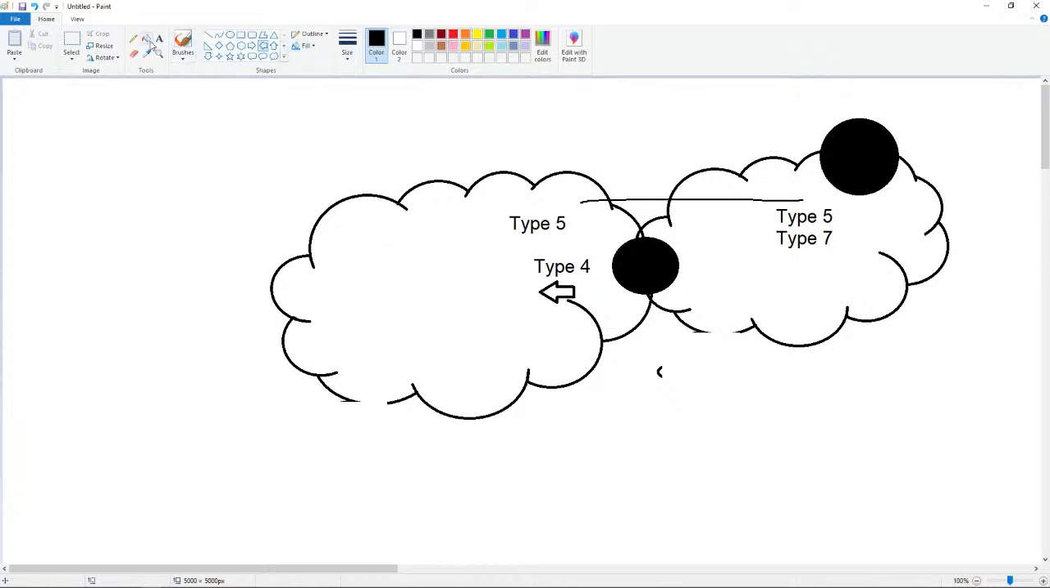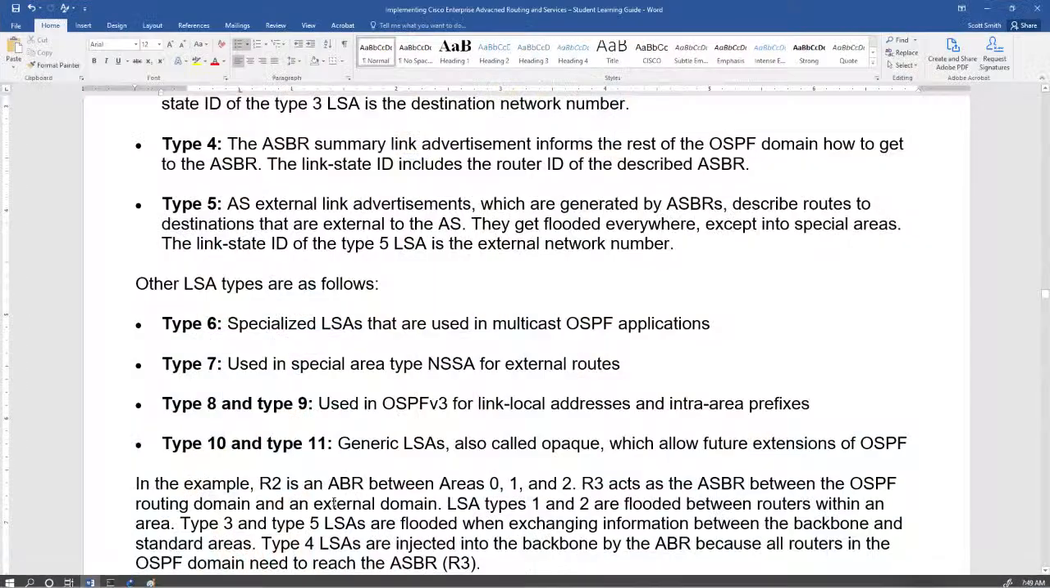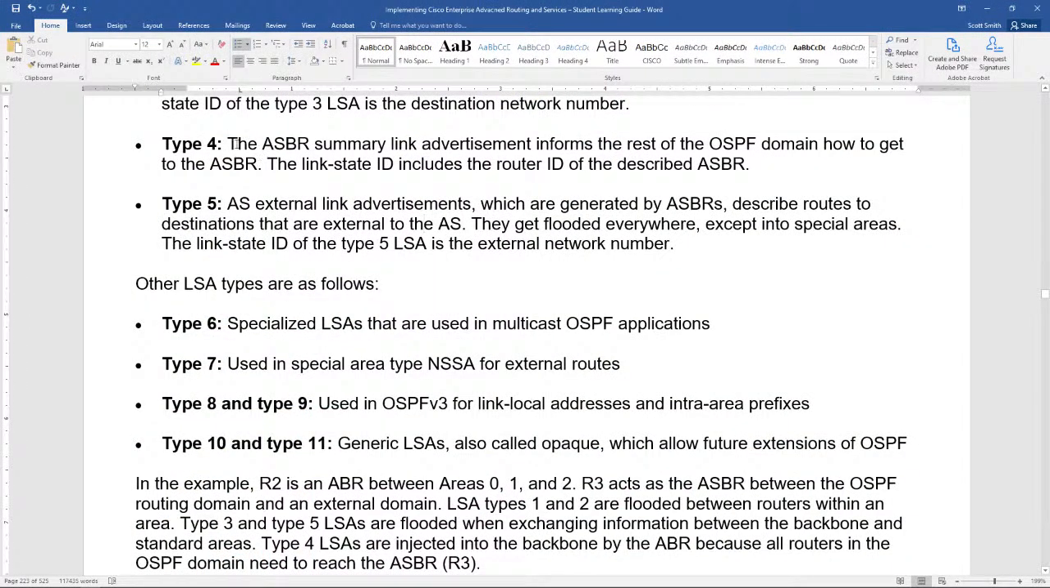The purpose of a type 4 LSA, and again, this is something we have to see in action, is to describe reachability to an ASBR. Here is the description they provide: a type 4 LSA is a summary link state advertisement that informs the rest of the OSPF domain on how to get to the ASBR. So it provides reachability information to the ASBR.